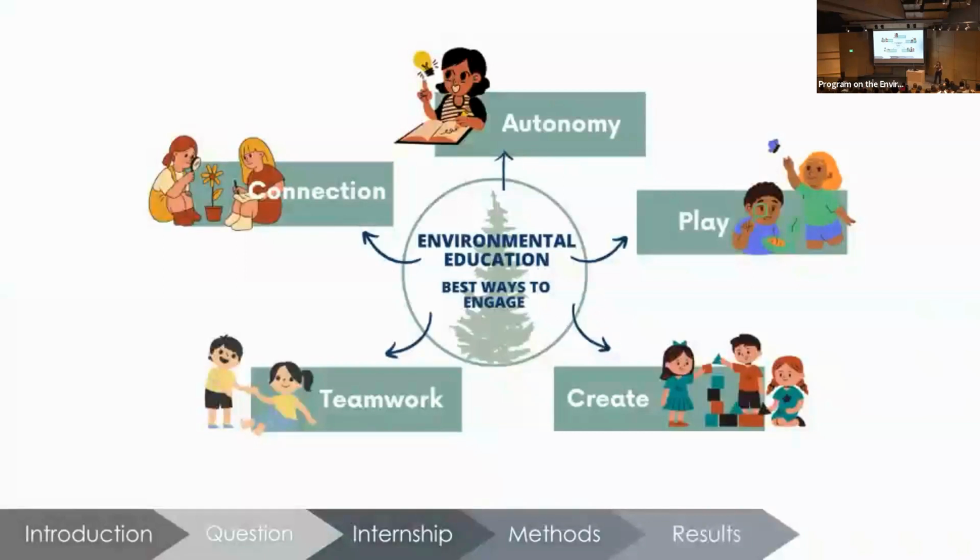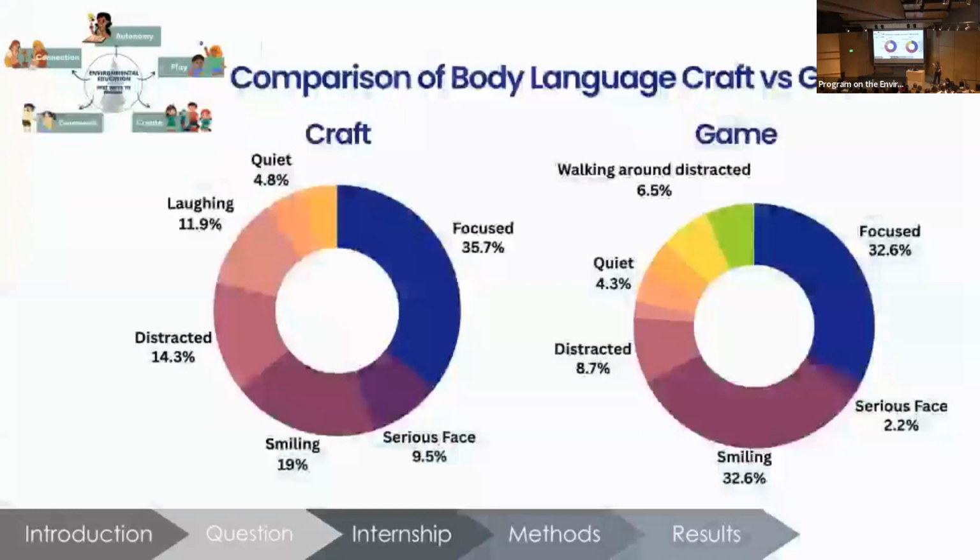So that brought me to those five elements that we discussed when Sean was introducing me, which was teamwork, connection, autonomy, play, and create. So with these five elements, I truly believe that we can have a stronger baseline in environmental education. And I found these through monitoring the body language of 54 different campers throughout the 6 week span of camp.